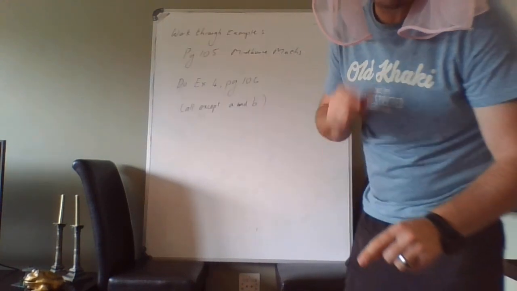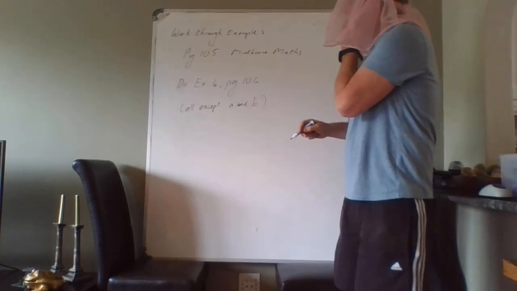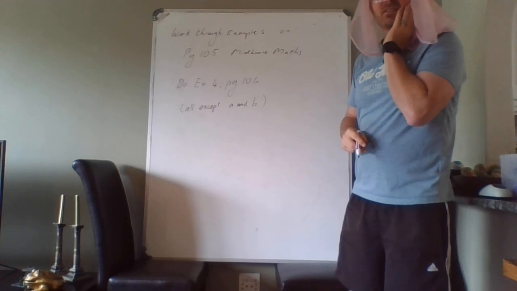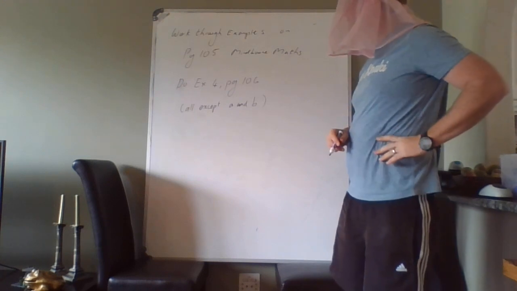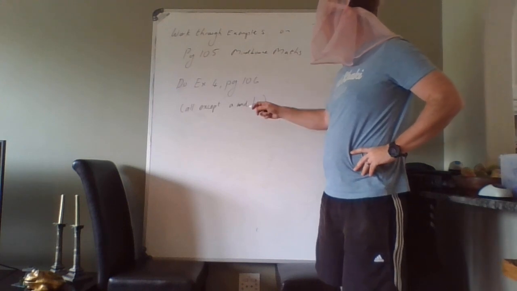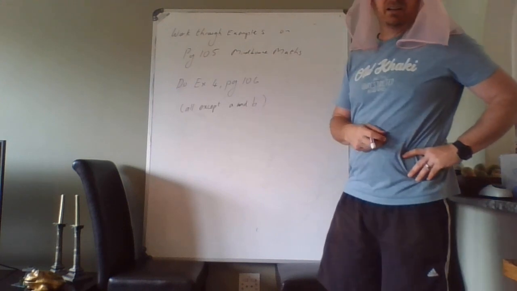Fantastic. Right, all that's left to do is for you to work through the examples on page 105 of Mindborn Maths, your calculus and algebra book. Do all of exercise 4 on page 106, well, all except A and B, which we have done in class.